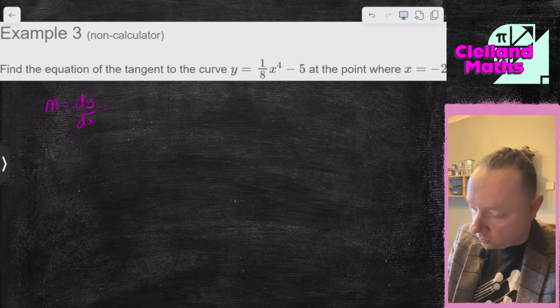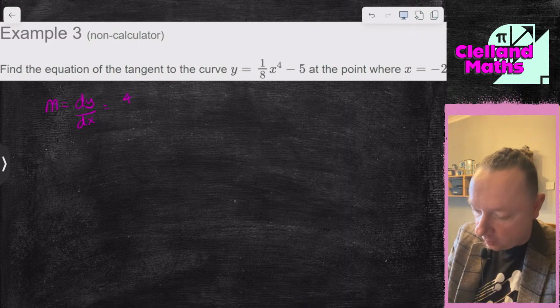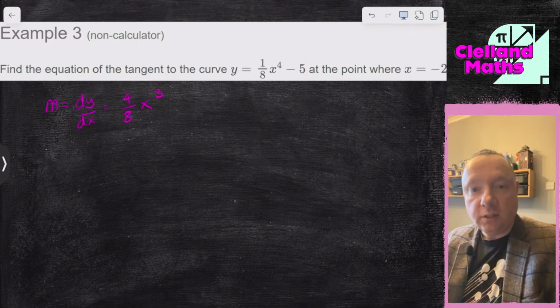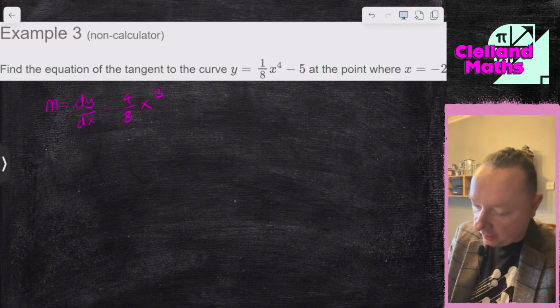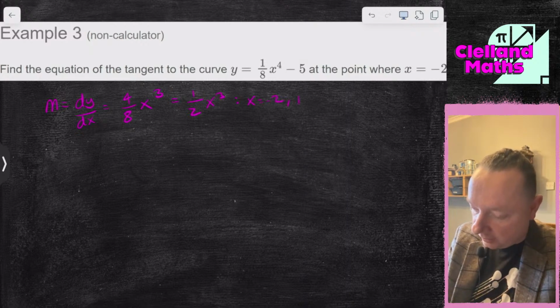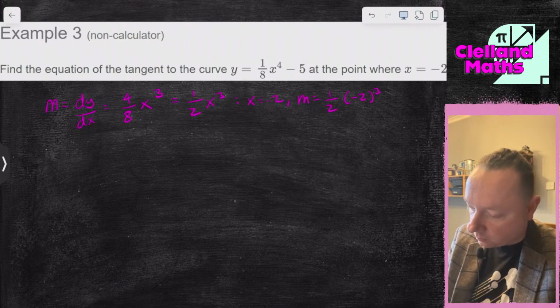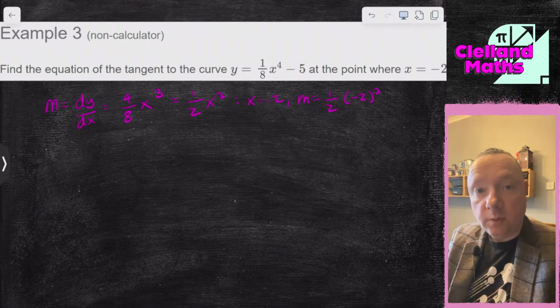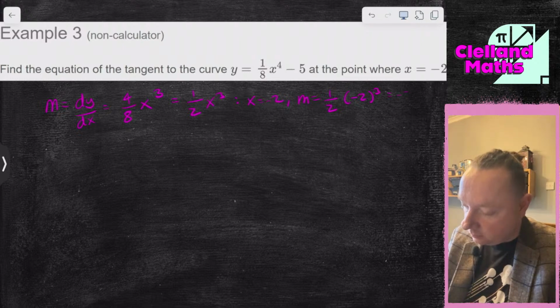Well, that equals 4 times an eighth, 4/8 x, take away 1, 3, and constants like 5 disappear. So that gives me a half x cubed. So at x equals minus 2, my gradient is a half of minus 2 cubed. Minus 2 cubed is minus 8. Divided by 2, I'm getting minus 4 if I've done that right.